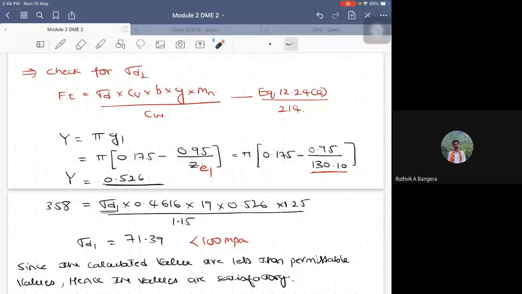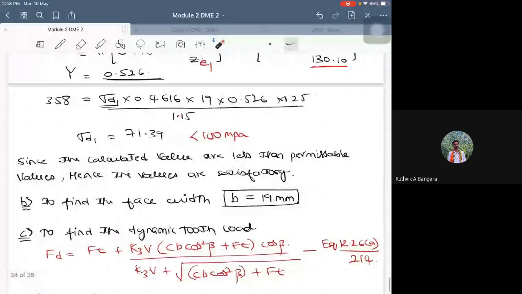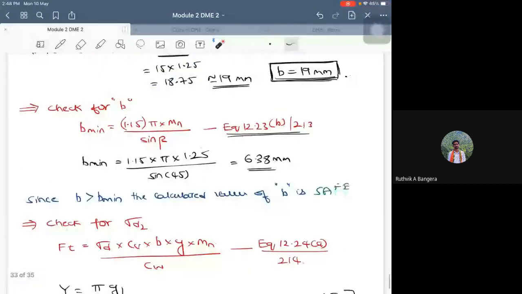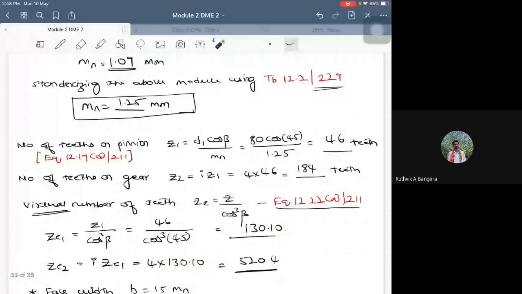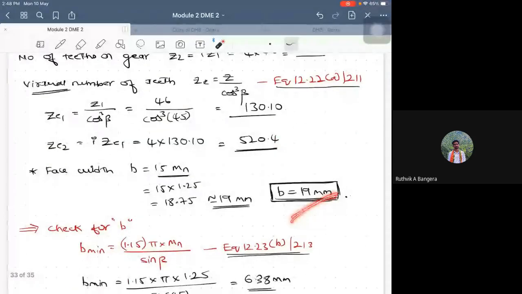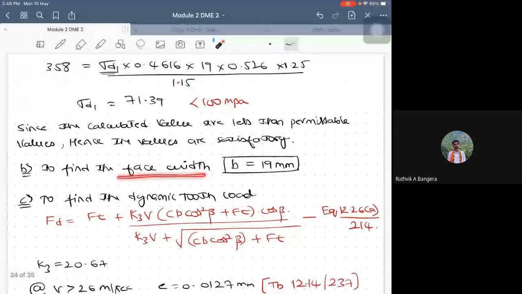Okay. Now once that is done, face width is already calculated since he has asked. So you have fixed upon the module now. So module is being fixed as 1.25. That is what we are checking for. So first we have checked the face width as 19 mm. So just mention B, your calculated face width is 19 mm. Just show them. Next thing you have to check for dynamic and the wear loads. So calculate the dynamic load.